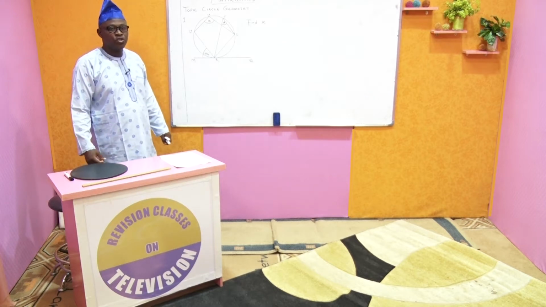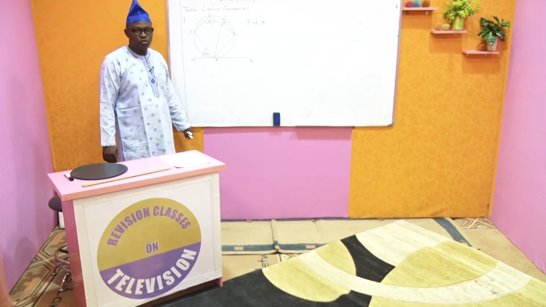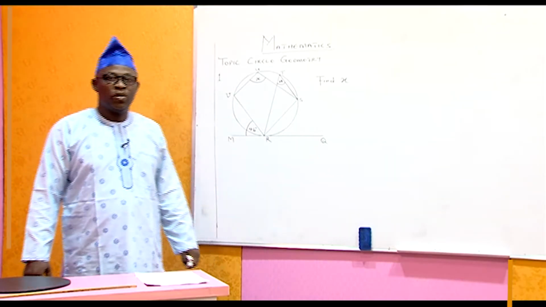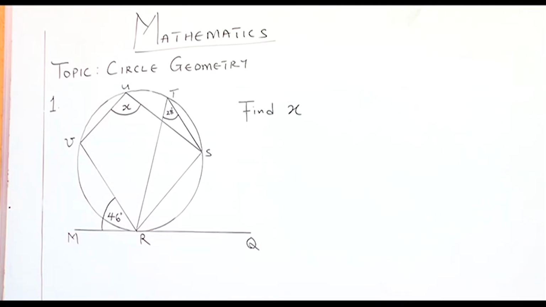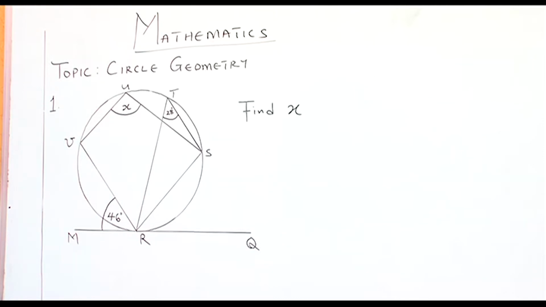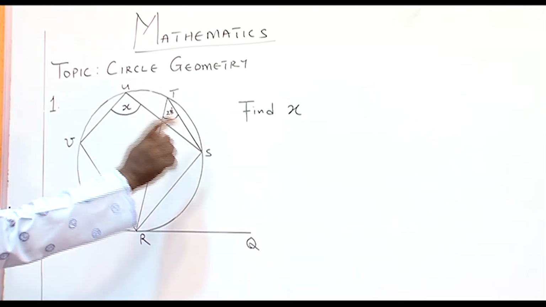Today we are going to continue with circle geometry. We are going to continue with this particular question on the board. If you look at the particular question on the board, we are required to find angle X. That is angle VUS.